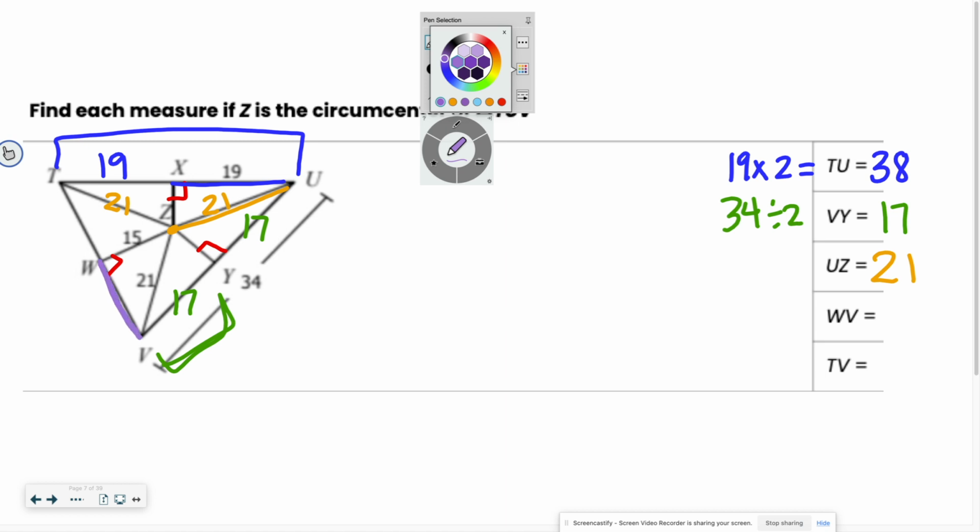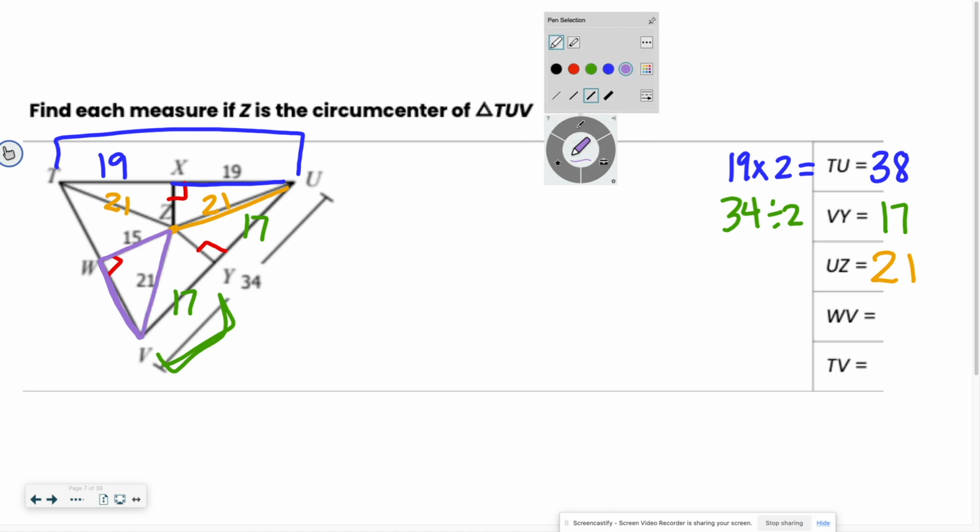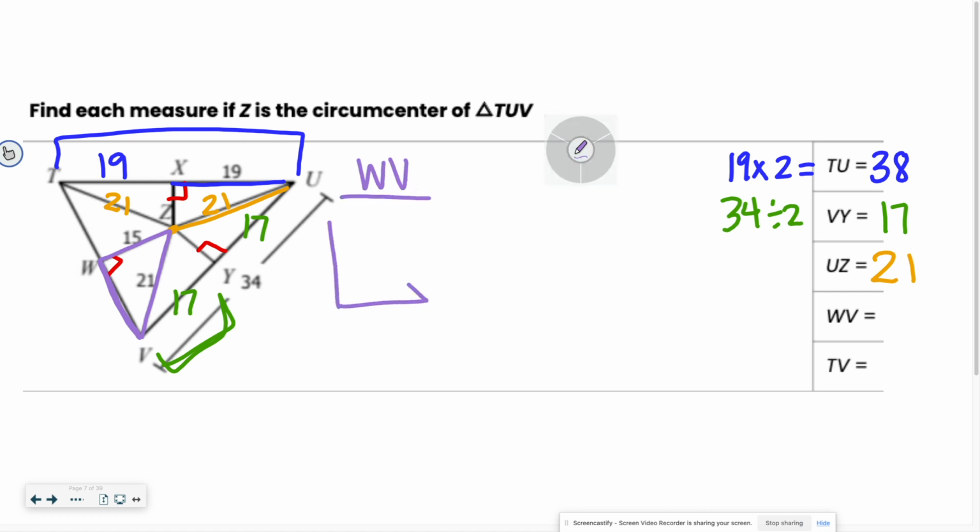Now, unfortunately, I don't know anything about the whole side TV of our triangle. But because you guys are so smart, I'm going to highlight this right triangle here. Just to keep our work nice and orderly, WV. I'm going to label it. I'm going to draw out that triangle. I'm looking for this. This is 21 and this is 15.